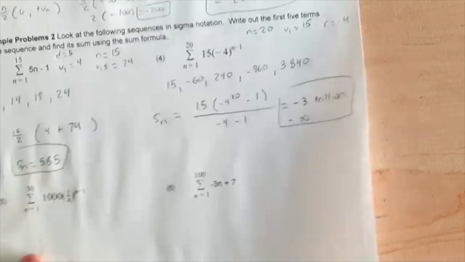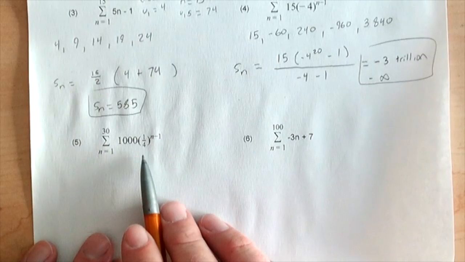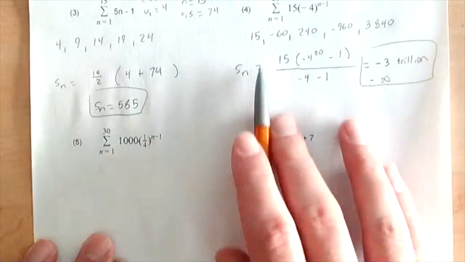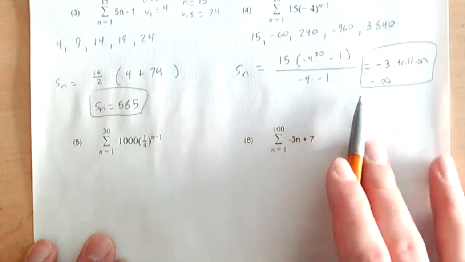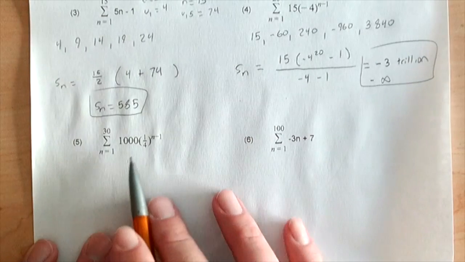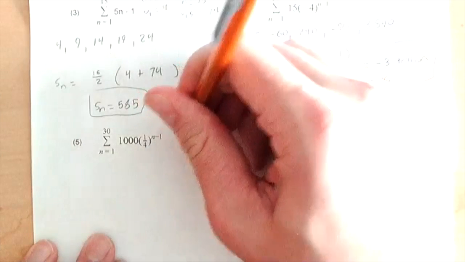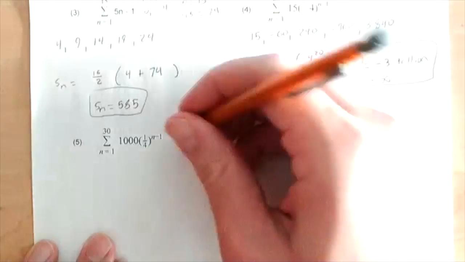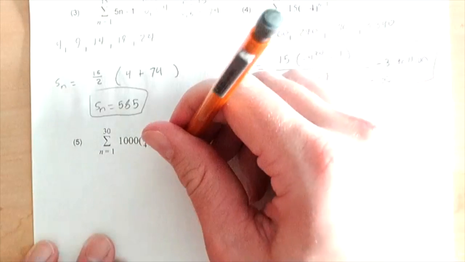So we have one more geometric sequence to go over, and that's number 5. And our idea here is we want to just make sure we're as good with this formula as possible, even if we get a really big or really small number. So here, let's just plug in what we know. There's 30 terms to the sequence. The first term is 1000, and the common ratio was 1/4.